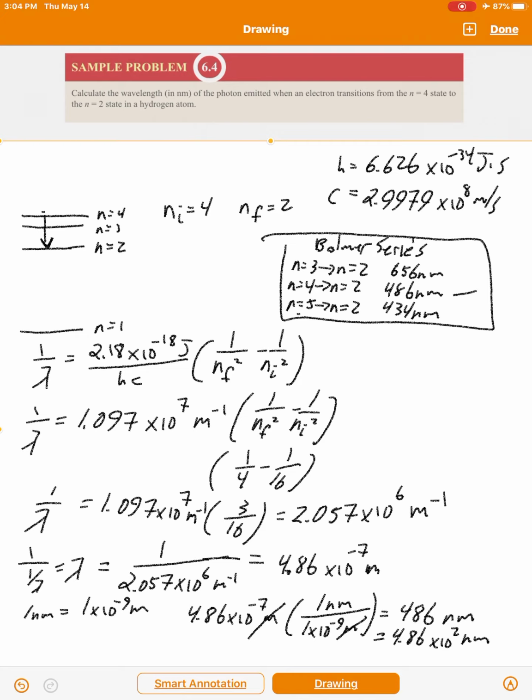So the 486 nanometer, that one right there, that's what we just got, right? That is the line that you're going to get for the hydrogen atom if the electron goes from the 4th level to the 2nd level, which is part of the Balmer series.